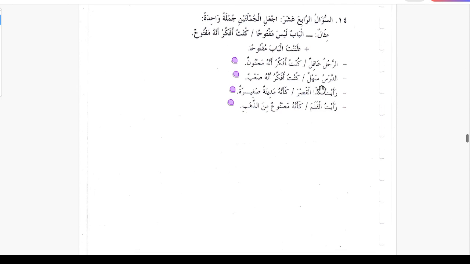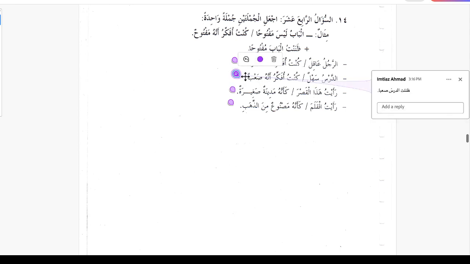And the next one is ad-darsu sahlun, the lesson is easy. Kuntu ufakkiru annahu sabun, and the other one is saying I think it is difficult. So now you are going to combine these two. You can say zanantu ad-darsa saban, I think the lesson is difficult. So it is going to take two maf'ul bihi, ad-darsa and saban.